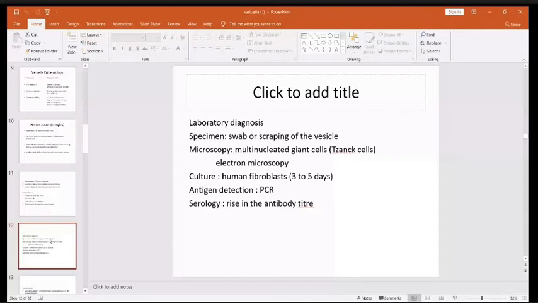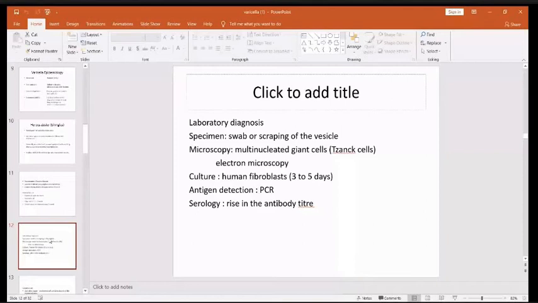And if you have facility for viral culture, you can do culture in human fibroblast cells. And antigen detection, that is by PCR. The diagnosis is commonly clinical, and when you perform laboratory diagnosis, the most common method would be serological diagnosis, that is the detection of the IgM antibody with a rise in the titer.